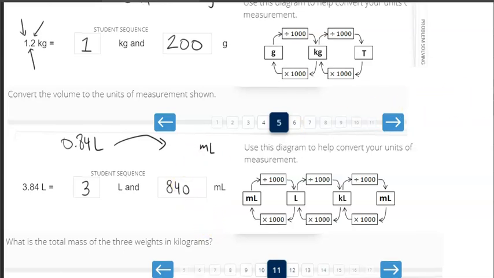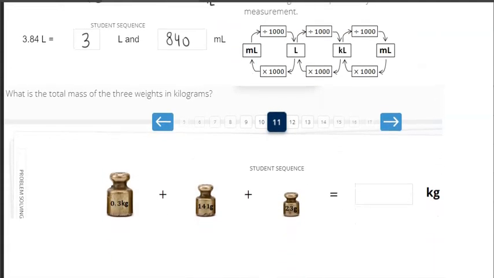A lot of the questions before question 5 and after question 1 follow this format, where you're just breaking down whatever this measurement unit is into the different types of parts, which is within the learning goal in the first place. What is the total mass of the 3 weights in kilograms? This is question 11. Now it's saying that this is a certain amount of kilograms, this is a certain amount of grams, and this is a certain amount of grams. And we want to find out how many kilograms in total. Well, we already know that this one here is 0.3 kilograms.